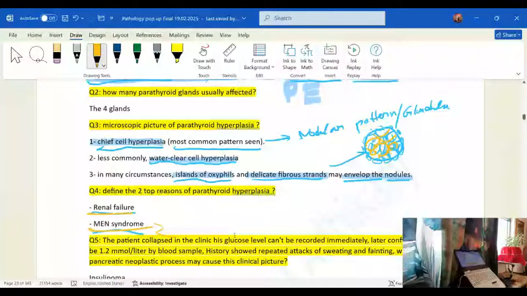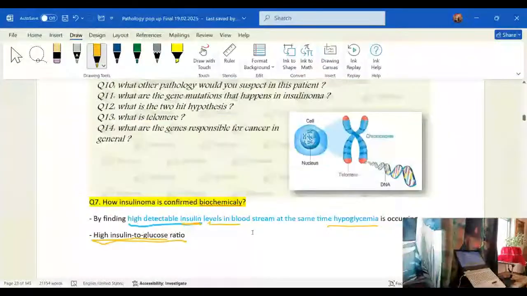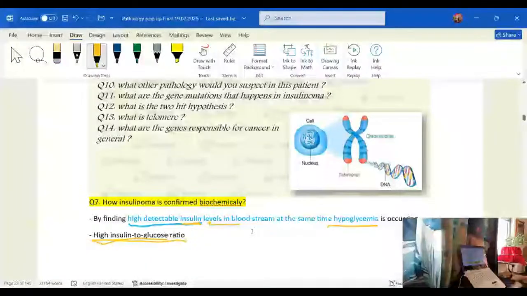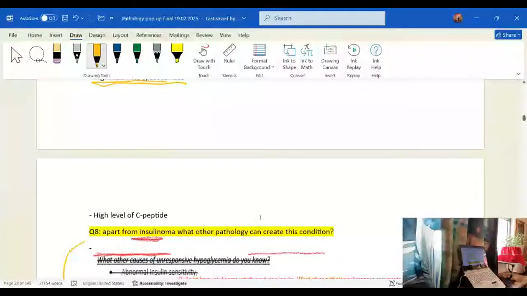The patient collapsed in the clinic. His glucose level was very low on blood sample. It showed repeated attacks of sweating, a high detectable insulin level in the bloodstream, and at the same time an increased insulin to glucose ratio.